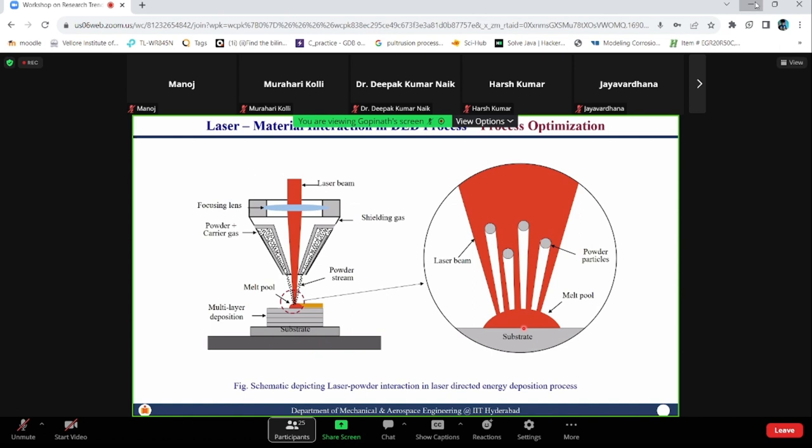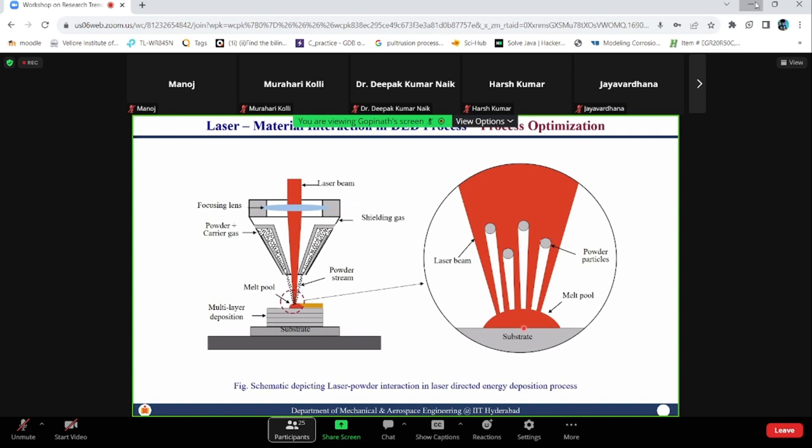Now, if you look at this video, look at what is happening to the first layer when it is getting deposited. Once the first track is deposited, you cannot see any red hot zone. Second track, no red hot zone. Third track, more or less no red hot zone. Now, as the layer number increases, you see what is happening. Before the next layer is deposited, the deposited layers are still in the red hot zone. That is what is happening here. Heat is getting accumulated.